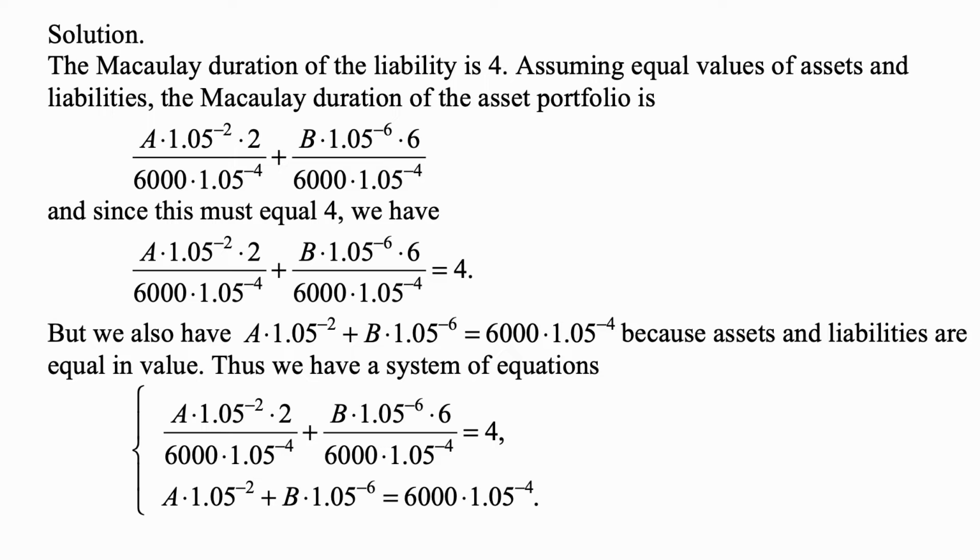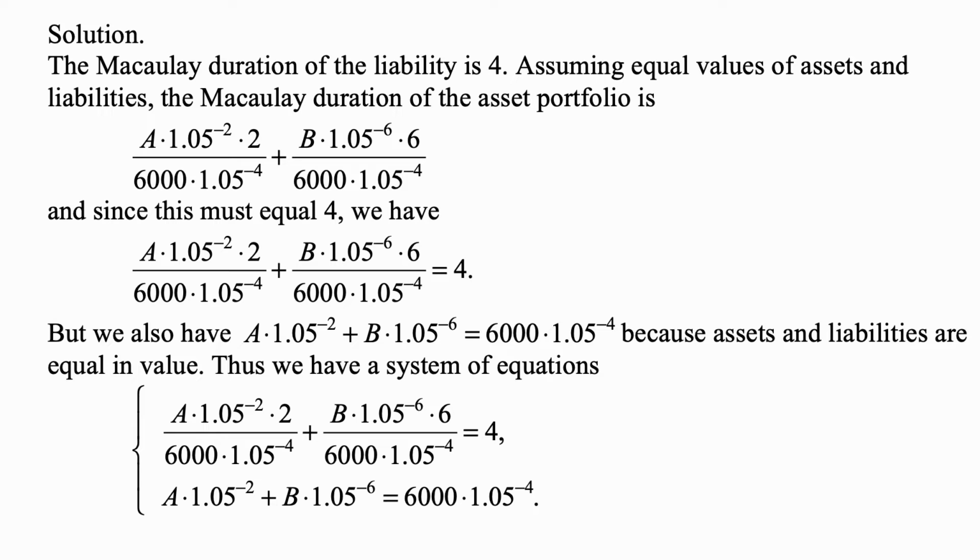And here's a solution. The Macaulay duration of the liability is 4 because it's a single payment at time 4. Assuming equal values of assets and liabilities, the total value of liabilities is 6,000 times 1.05 to the negative 4, so that's the total value of assets. And the assets' present value is A times 1.05 to the negative 2 for the first payment, and B times 1.05 to the negative 6 for the second payment at time 6.